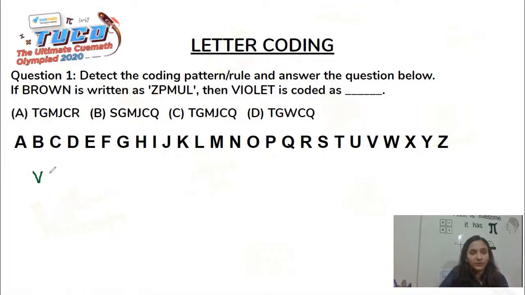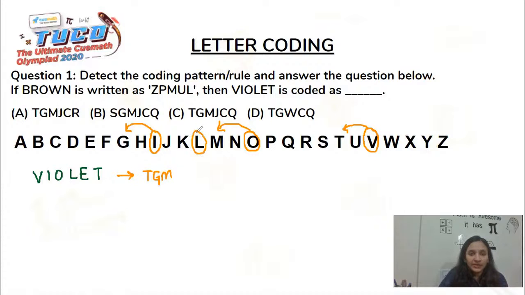So we'll write it up here, VIOLET. Now we have to keep on skipping one letter backward in order to code all of the letters in the word VIOLET. The first thing that we have is V. Here is our V. You skip one letter backward. So you skip U and you arrive at T. So V has been coded as T. Then I is here. We skip H and go backward, so we get G. So I has been coded as G. Then O is here. Skip N and land at M.